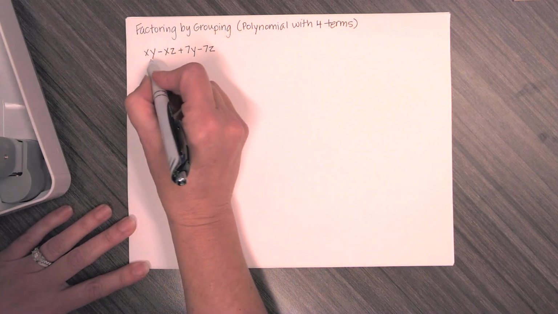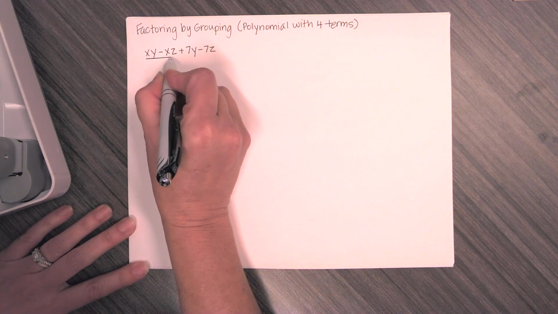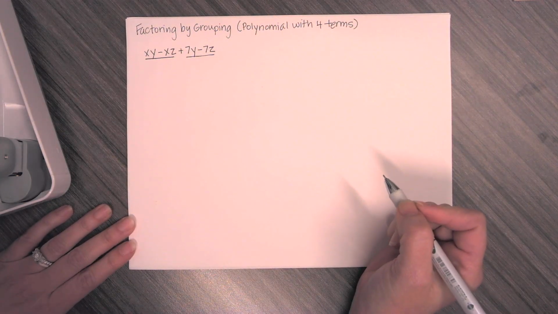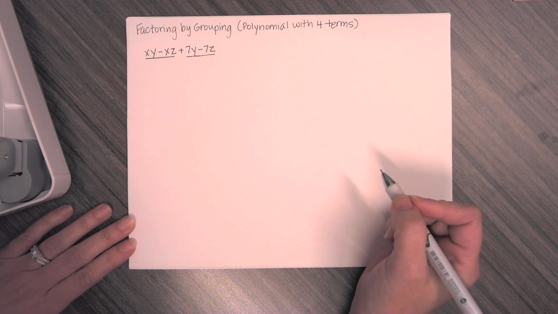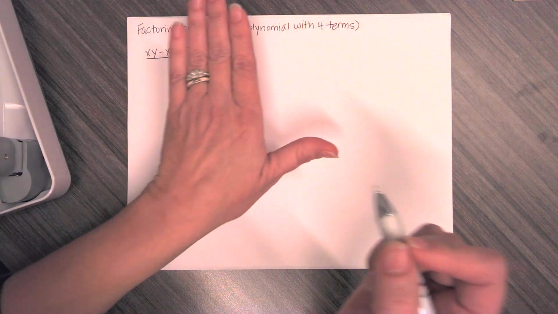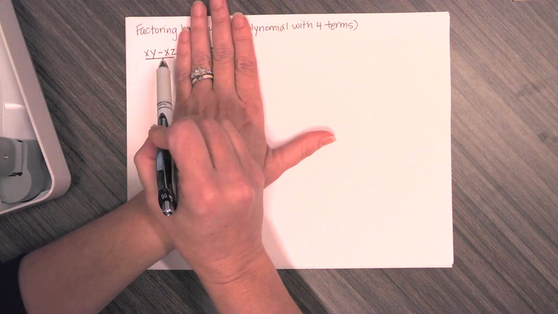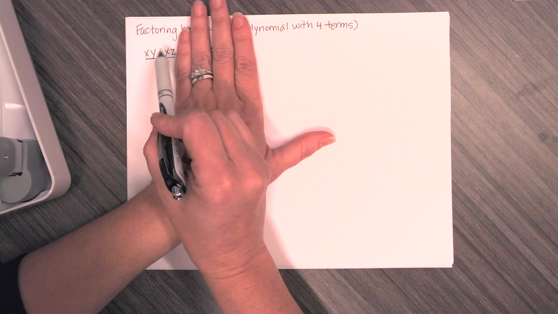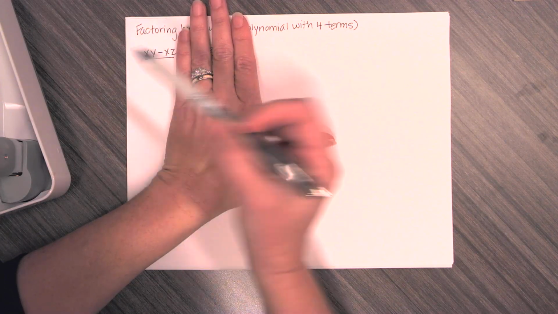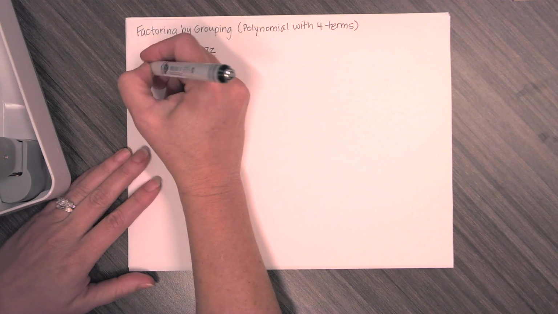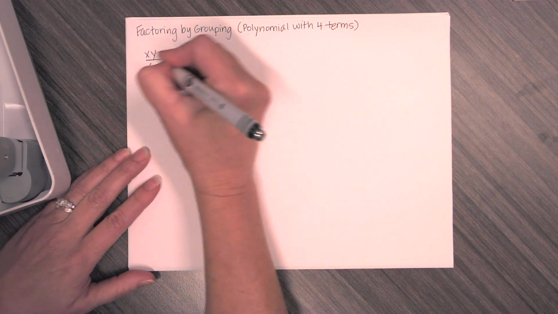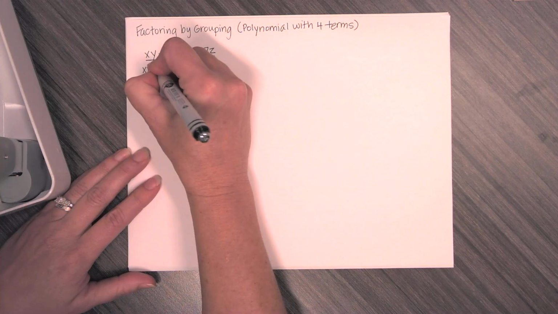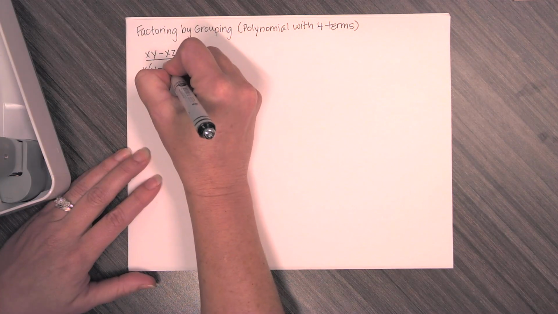And when we factor by grouping, we're going to group the first two terms together and the last two terms together. And we kind of look at these as two separate problems. In this first group, we're looking for the greatest common factor of that group. We're going to factor out the greatest common factor. So for those two terms, their greatest common factor is x. So I'm factoring out an x just from these two terms. That's going to leave me with y minus z.